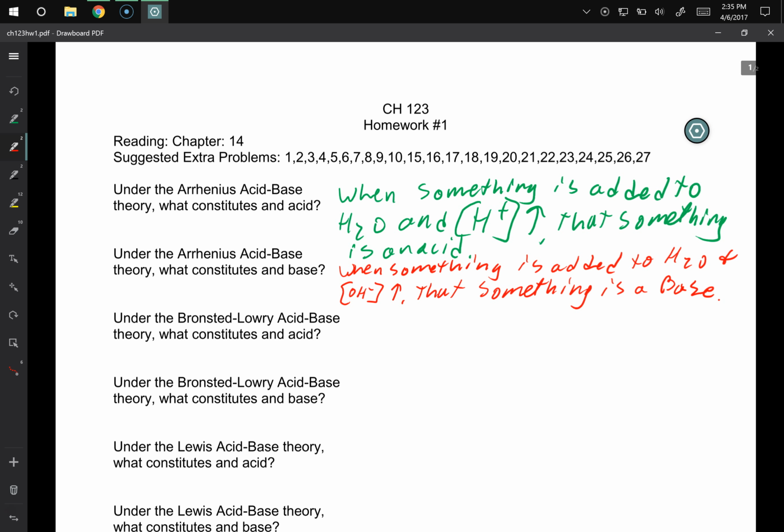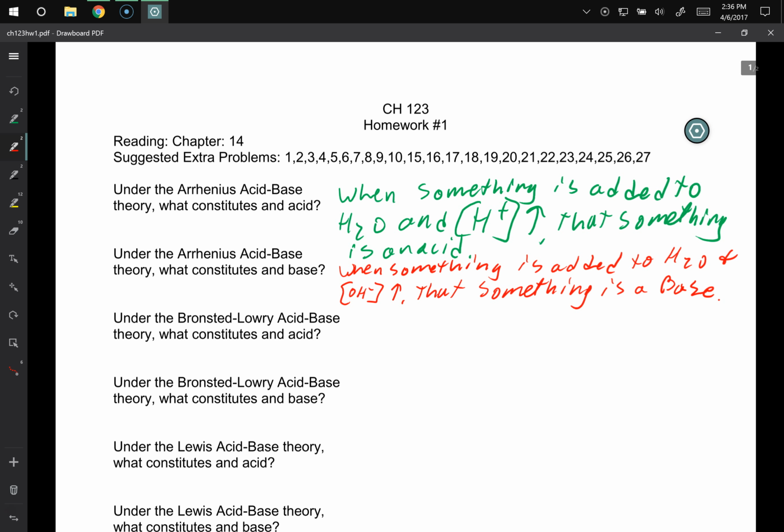Okay, but ultimately what we're saying is I don't actually have to put H pluses into the water, and I don't have to put OH minuses into the water for water to all of a sudden have more H pluses and OH minuses. Because the water itself could be the source of the H plus or the OH minus.